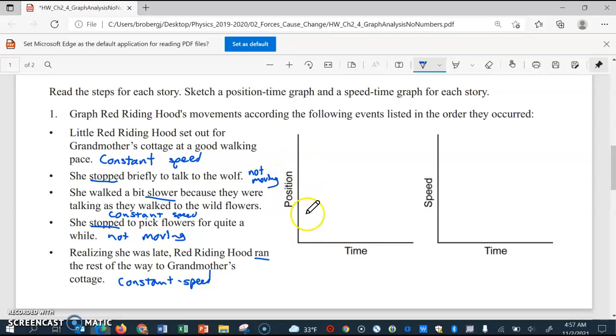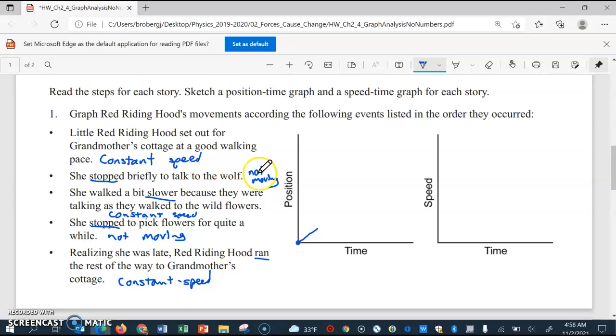So when we talk about the position versus time graphs, we're going to start off with constant speed, and it starts here at the origin. So this is where Little Red Riding Hood's house is. She's going to be going to her grandmother's cottage. But constant speed, remember, is a diagonal line on a position versus time graph. So we're going to start off with something like this, or as straight a diagonal line as you can make. And so constant speed, huzzah.